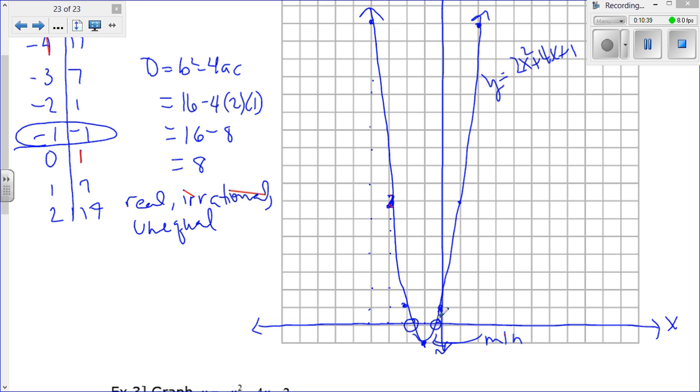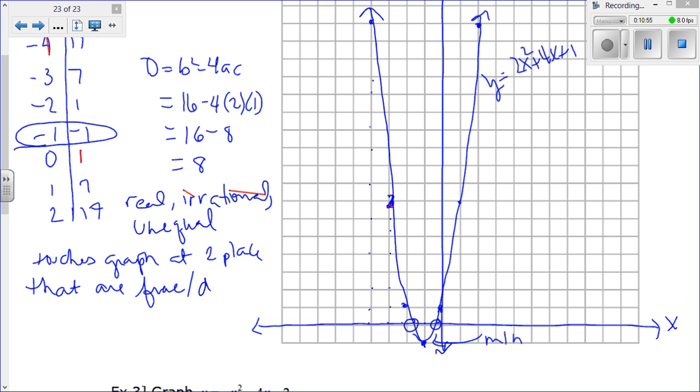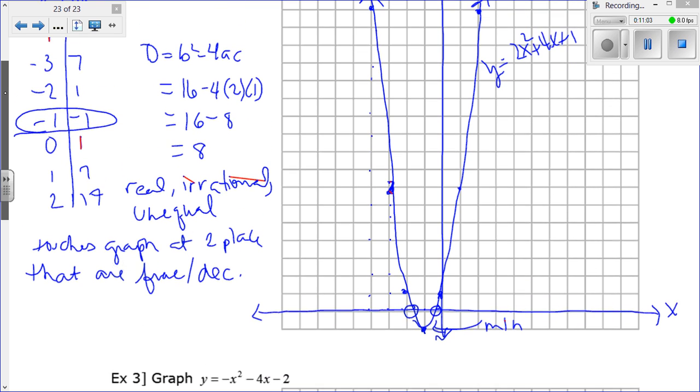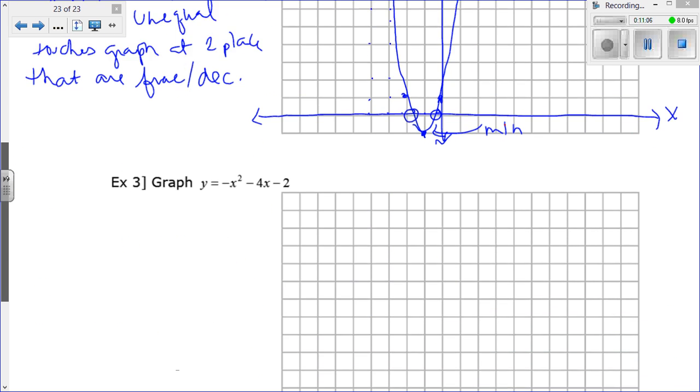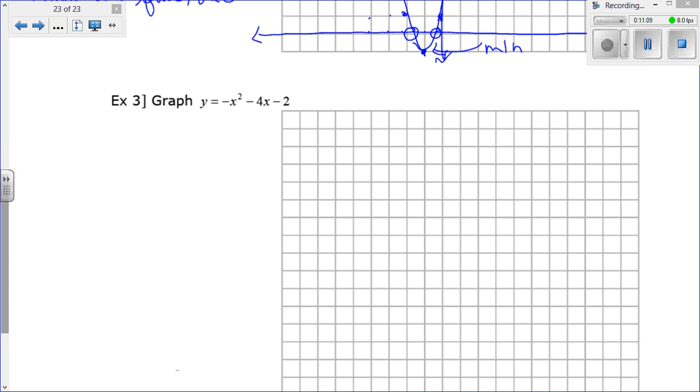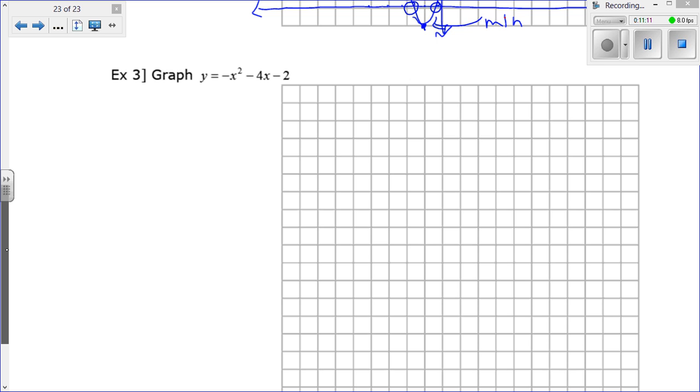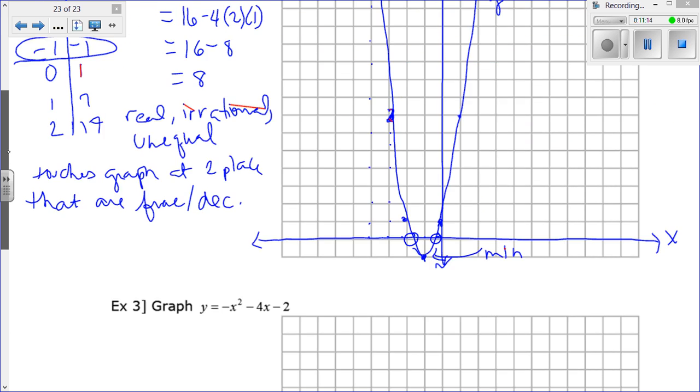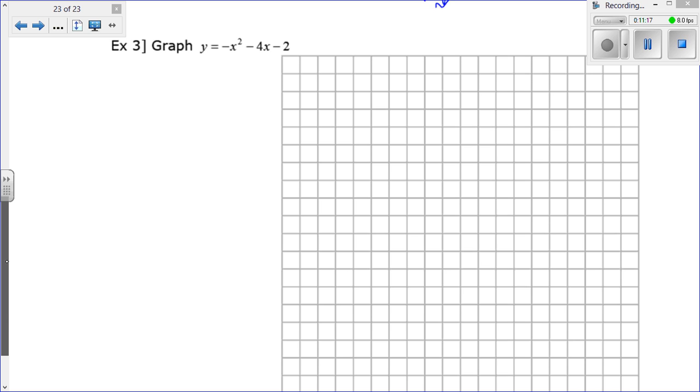When we have this, the graph touches the x-axis at two places that are fractions or decimals. So that's it for that graph. Circle the vertex up there. All right, for the next problem.